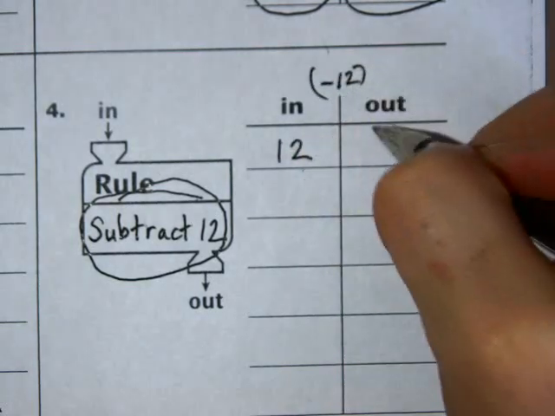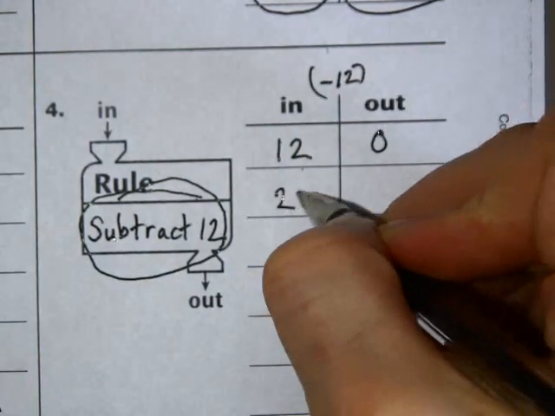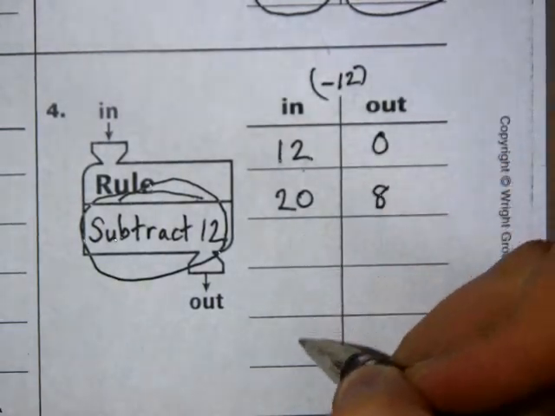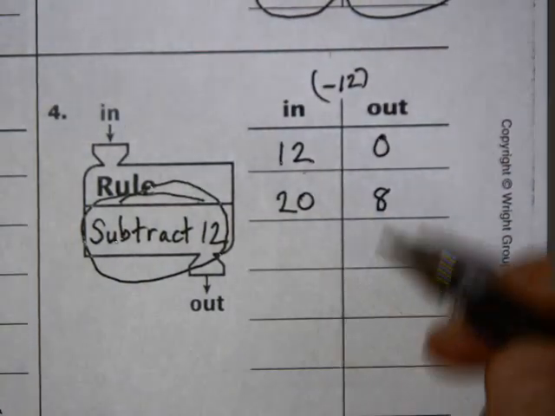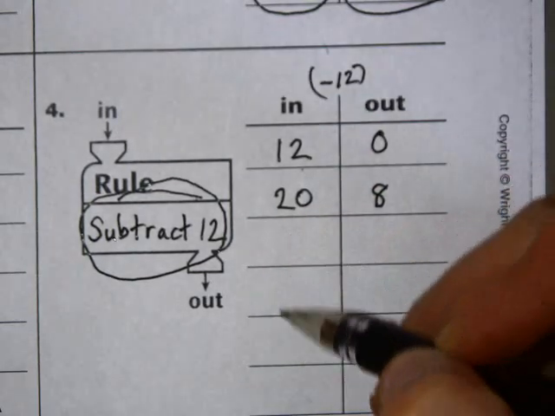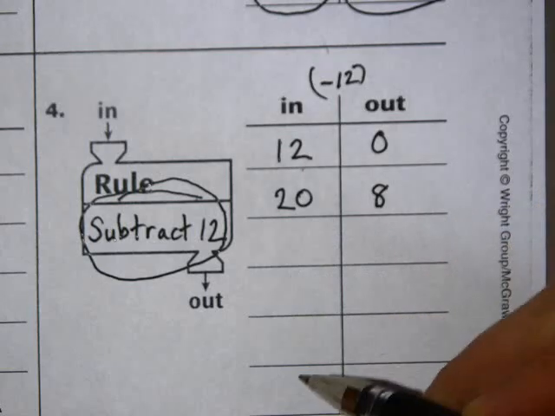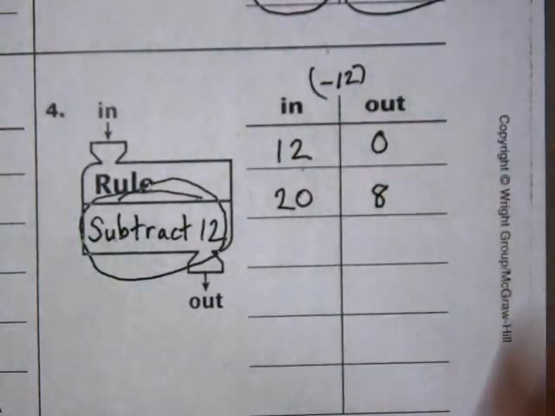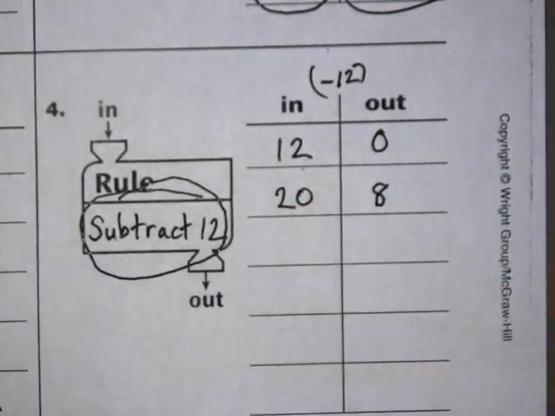So I know 12 minus 12 is 0. Let's see, 20. 20 minus 12 is 8. These numbers, whatever you choose, it doesn't matter. It's your choice. You can pick 21, 22, 23. You can pick 30, 40, 50. You can pick 24, 36, 48, 60. It's up to you, just as long as you follow the rule as you do this work.